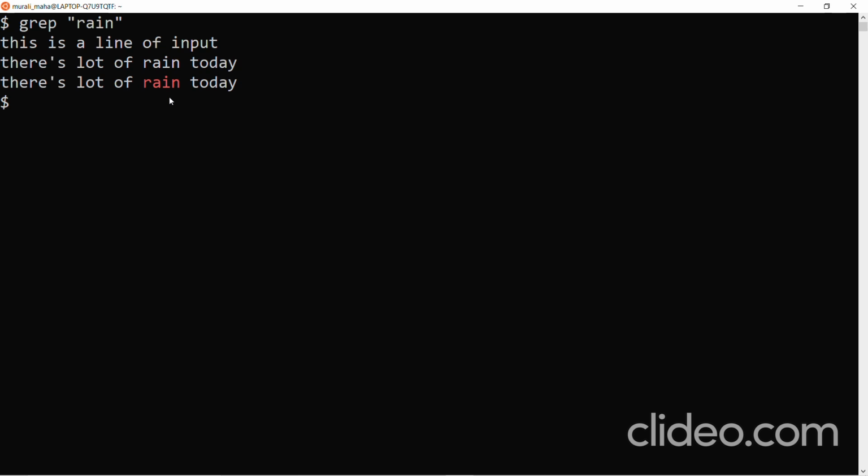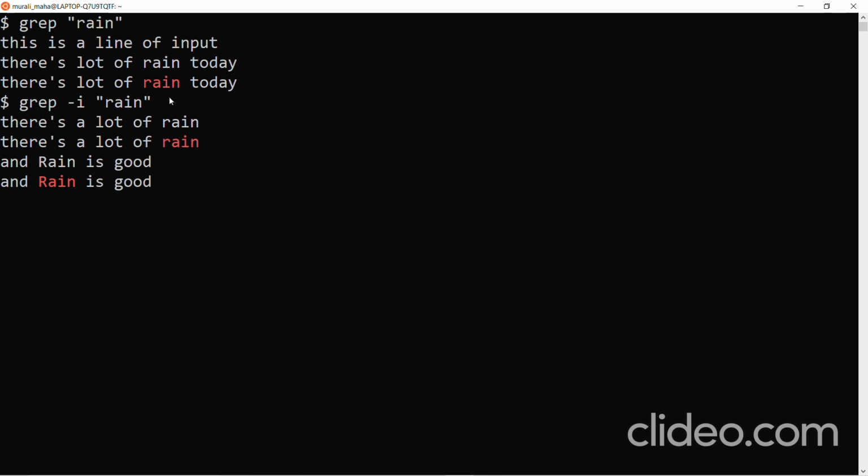Next, let us look at the -i or the ignore case option. grep -i, again the same pattern, rain. Then there is a lot of rain. Yes. And rain is good. This also matches. Why? Because it is a case insensitive match, and hence it will ignore the case while looking for the matching pattern. That is the -i option. If you are not specifying the -i option, when you enter a line wherein the case is different, it will not match.